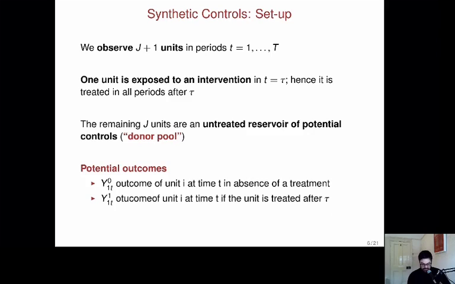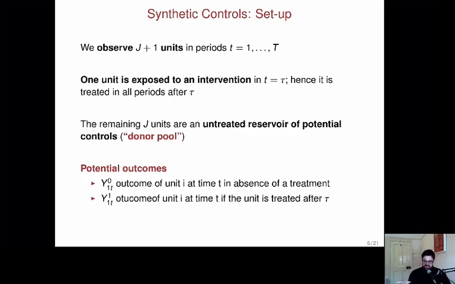So the idea here is that one unit is exposed to the intervention at time t equals tau and is treated in all periods after tau. There are surely going to be methods soon where units are allowed to switch into and out of treatment, but that, of course, is a lot harder to conceptualize. So for the moment, most studies we will consider and most applications of synthetic controls assume and study settings where a unit is treated and then remains treated thereafter.